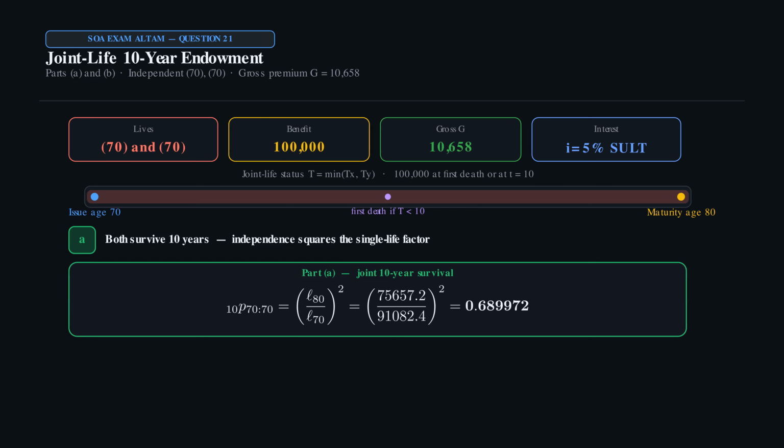Part A is the joint 10-year survival probability. Independence squares the single life factor. L80 over L70 is 75,657.2 over 91,082.4. Square that ratio and you get 0.689972.